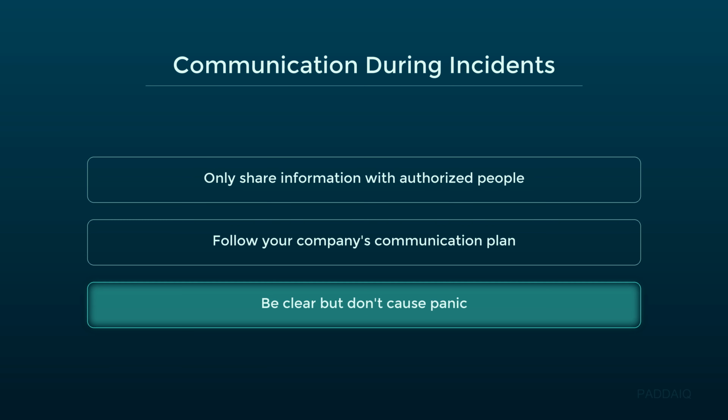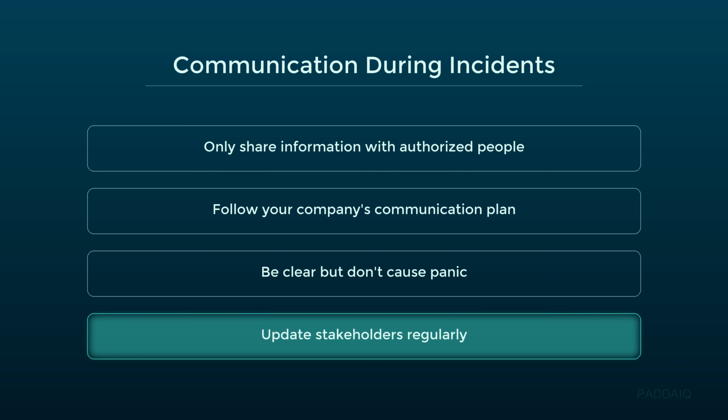Be clear but do not cause panic. This means providing direct information without alarming language. For example, instead of saying the system is crashing, say we are experiencing temporary issues and our team is actively resolving them. This approach maintains trust while ensuring transparency about the situation.